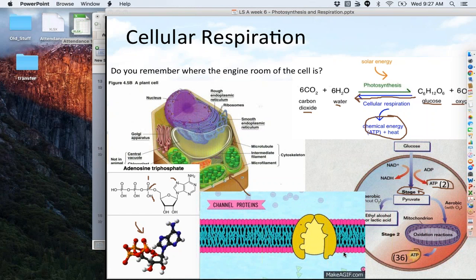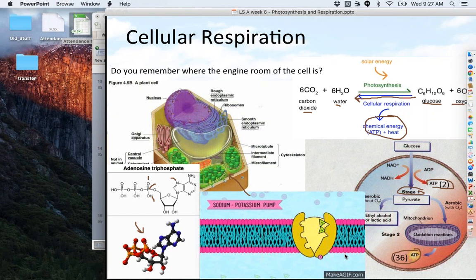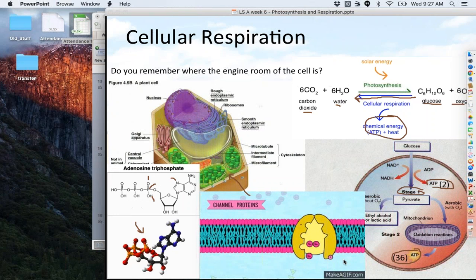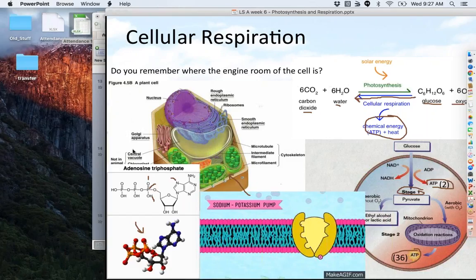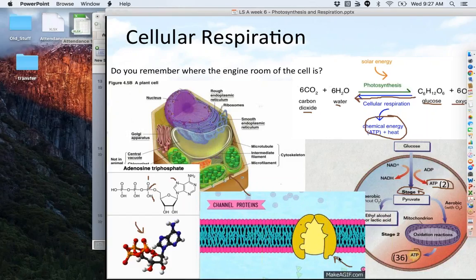I actually made this GIF just last night from a video. I stole it, so don't tell anyone. But this is a GIF of an ATP molecule. Oops, look, I deleted it already.